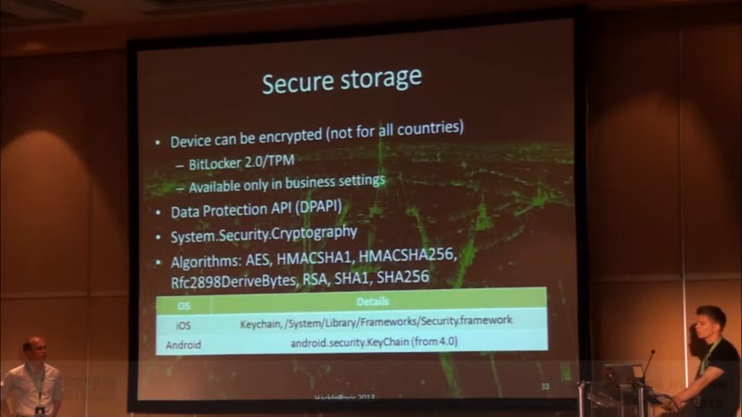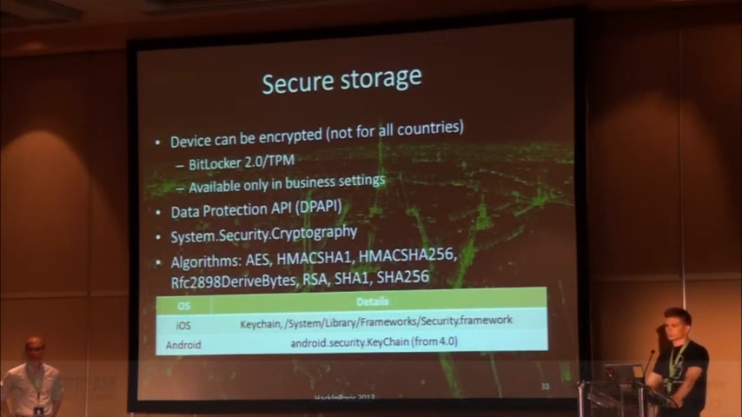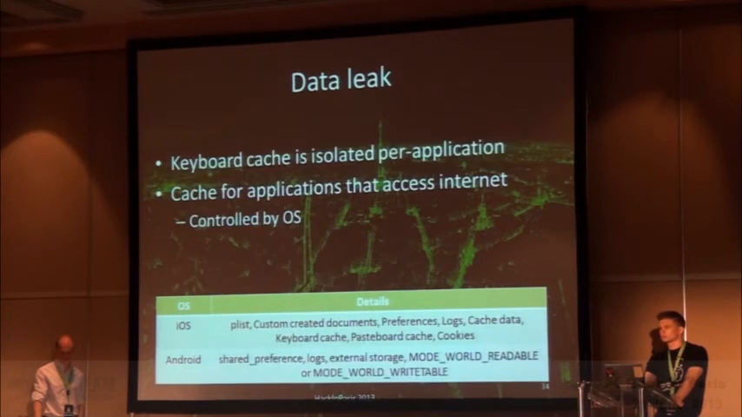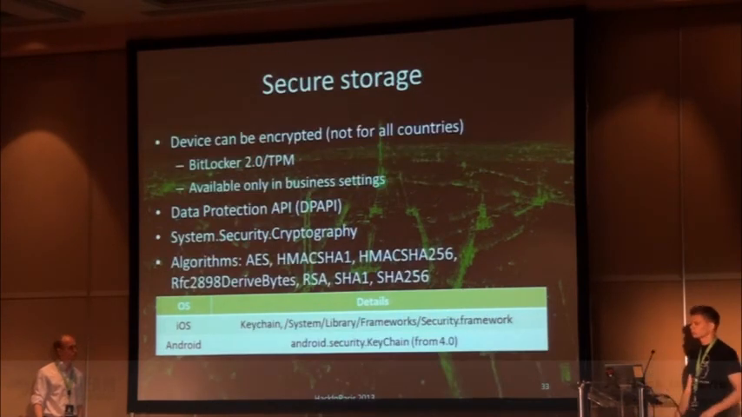This requires applications to encrypt sensitive data that they store or transfer over the network. For example, both iOS and Android platforms have a keychain for storing encrypted data. But a Windows Phone developer should use a special API to encrypt data before it is stored.